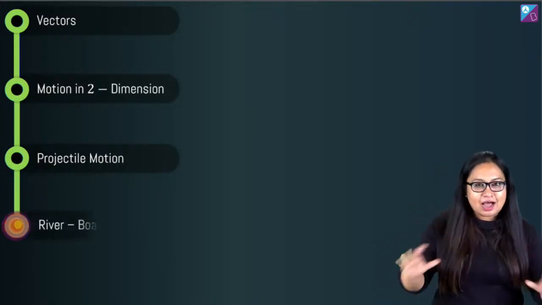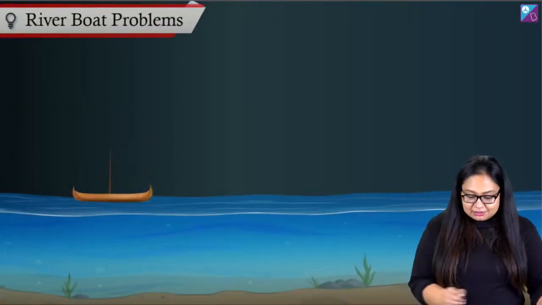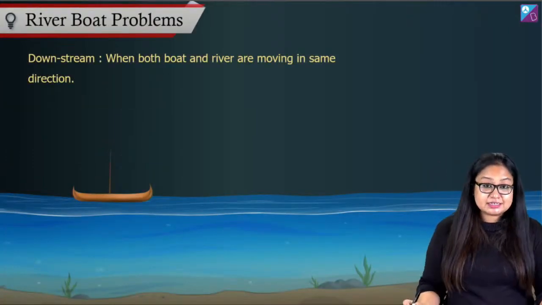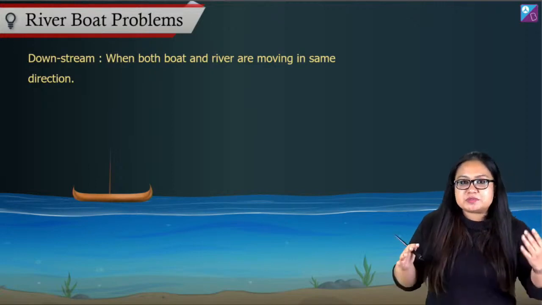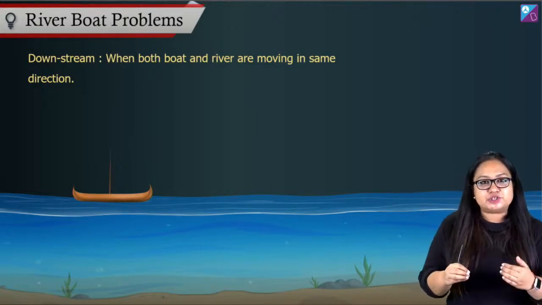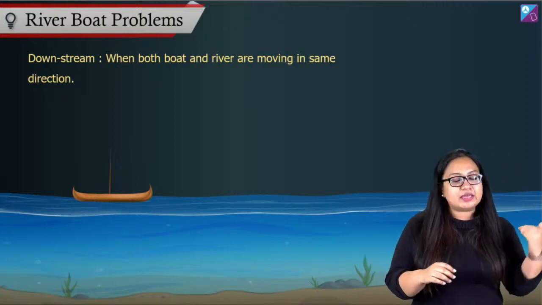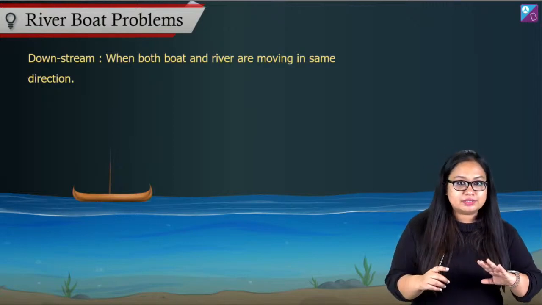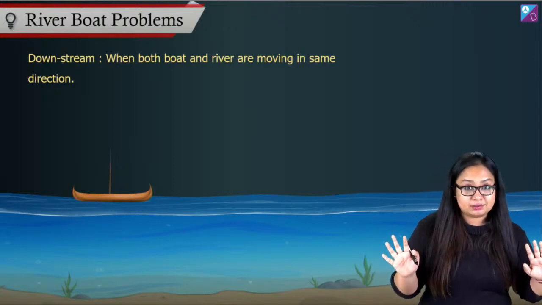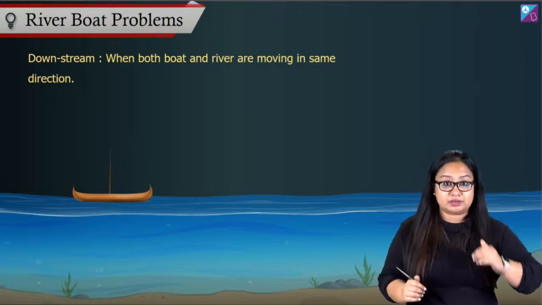All right, last subtopic of today's session, riverboat problems. Right. So now in case of riverboat problems, again, it's a very easy, very commonsensical application of relative motion. Okay. Say you have a boat moving in still water. That means the water is not moving at all. But if you have a river, that means the river is flowing on which the boat is moving.